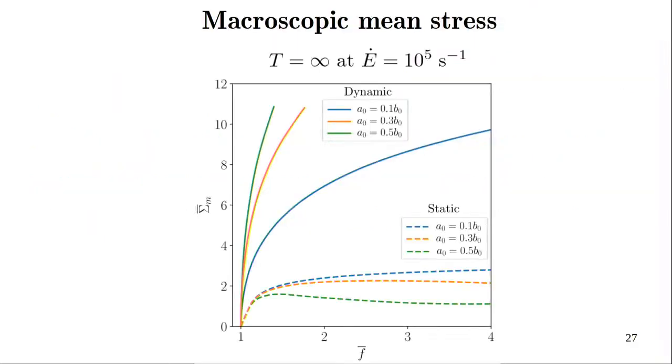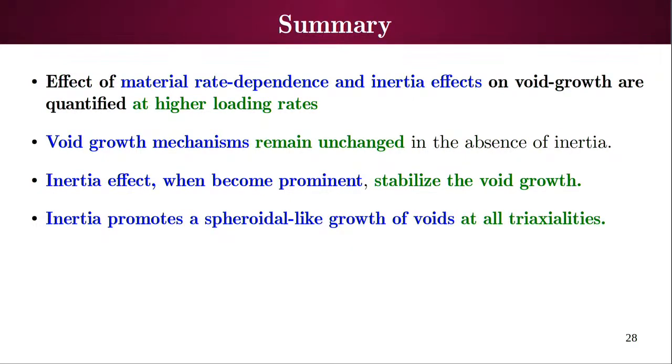So now if you can see here, earlier the void which was growing unstably after the peak stress has now become very stable. Now the void growth has become difficult, and it has also become stable. It is not growing in an unstable manner. So inertia is basically making the void stable. Inertia promotes a spheroidal like void growth at all triaxialities.